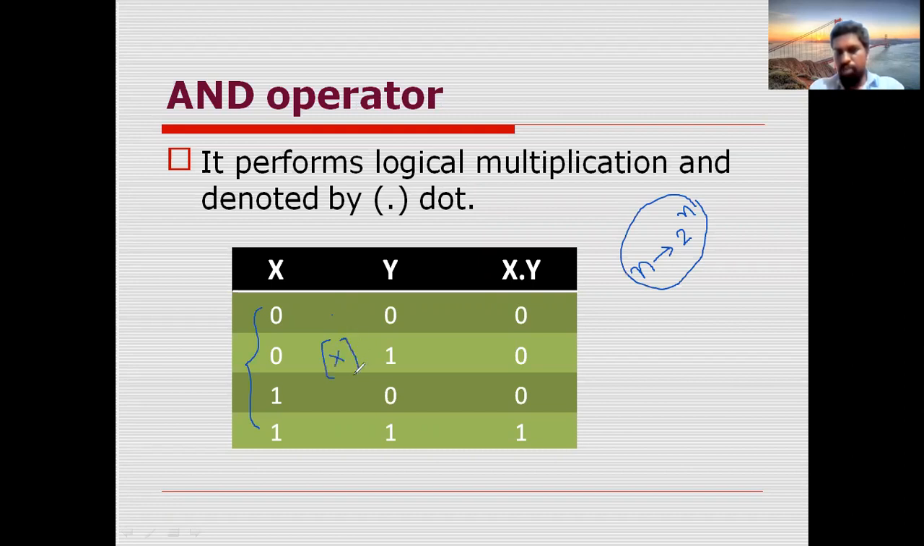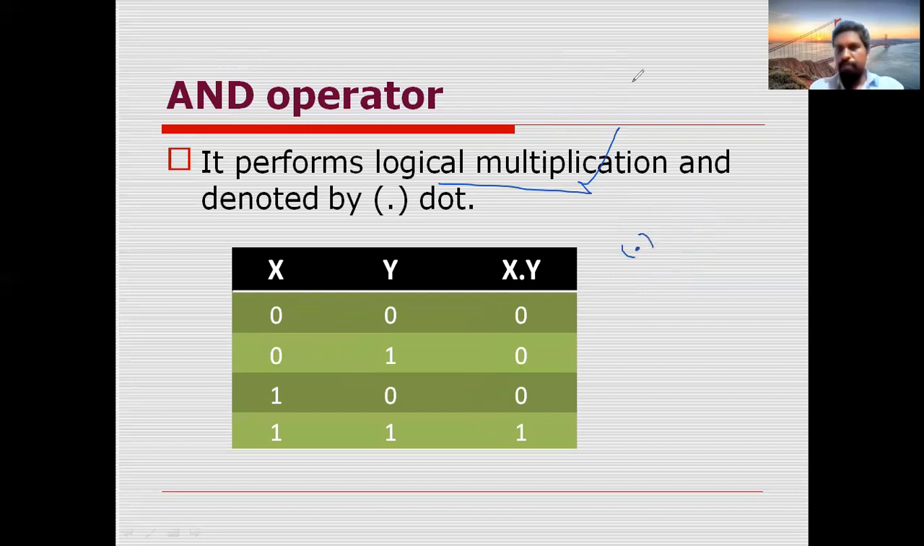So 0 into 0, you will get 0. 0 into 1, 0. 1 into 0, 0. 1 into 1, 1. So the AND operation is performing the multiplication operation. Please remember that AND means logical multiplication, very very important, and the symbol of AND is a small dot.